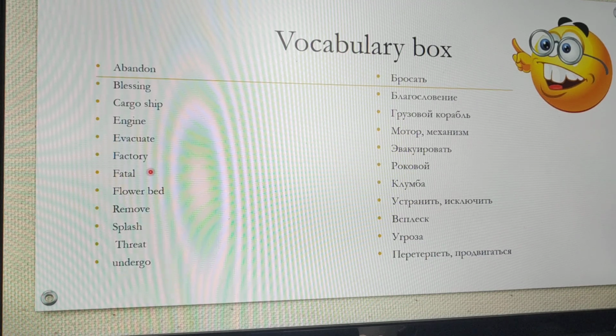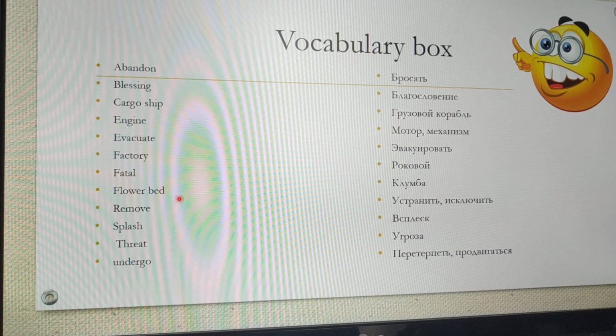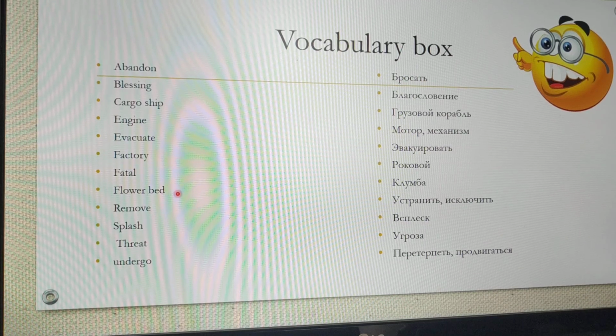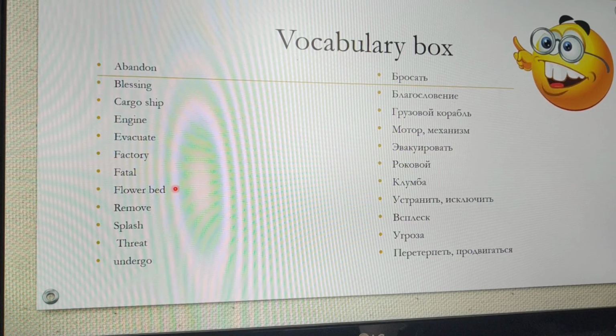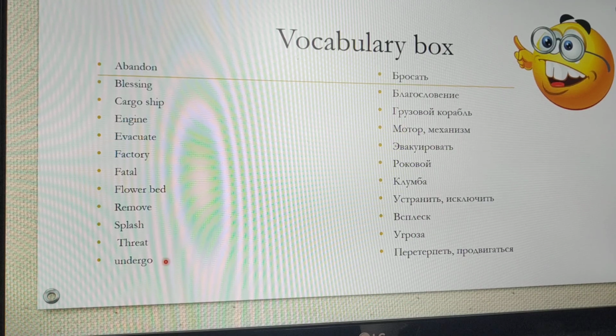Fatal. Flower bed. Remove. Splash. Threat. Undergo.